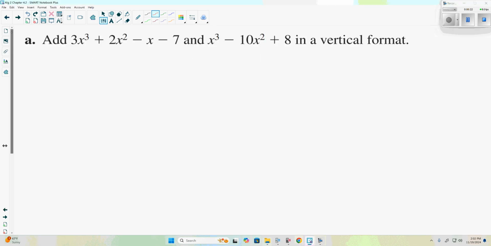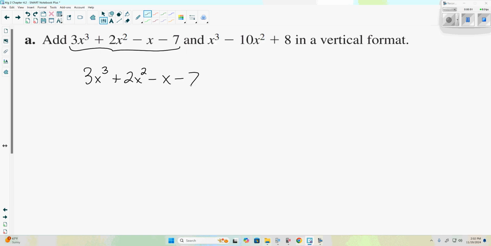First thing we're going to do is add these polynomial functions together. Now, there's two ways we can add. One of them is vertically, the other is horizontally. Up to this point, especially in Algebra 1, all we did was add horizontally. Now, vertically is not any different, it just looks a little different. Because what we're going to do is take the first expression and write it out. So 3x cubed plus 2x squared minus x minus 7.